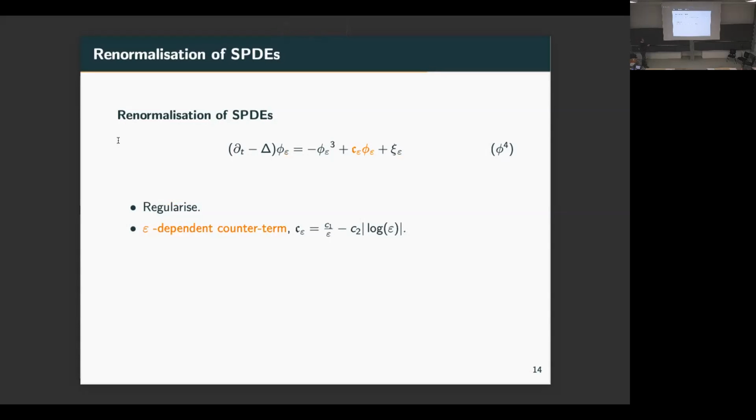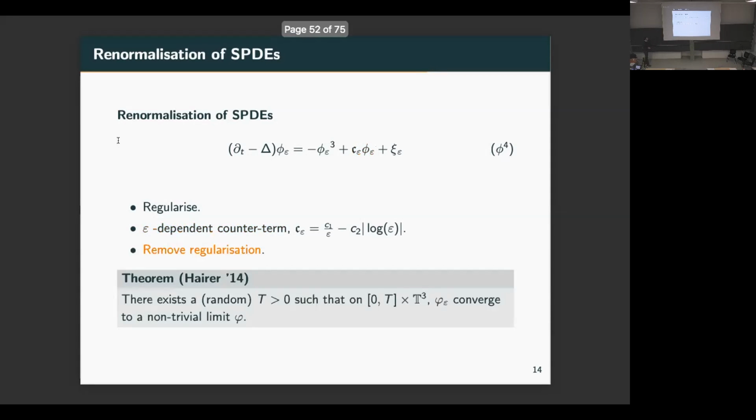And then you put these epsilon-dependent counterterms. Before we had them in the quadratic form, as a quadratic term in the measure. And now here we put them as a linear term in the equation with exactly the same type of counterterms. And then we remove the regularization. The theorem that Martin proved in his first paper exactly for this equation was that there exists a random time such that for short time, these phi epsilon converge to a non-trivial limit phi, which one then calls the solution of this phi-4 equation.